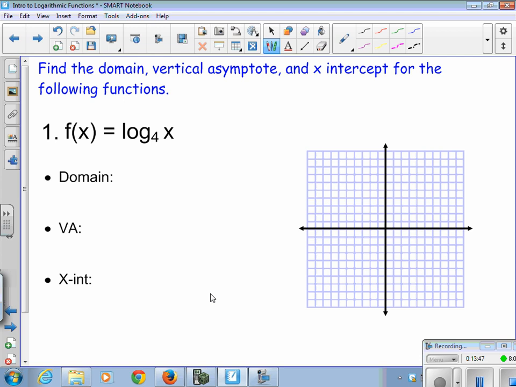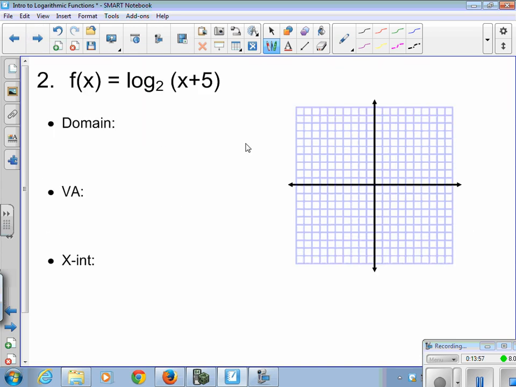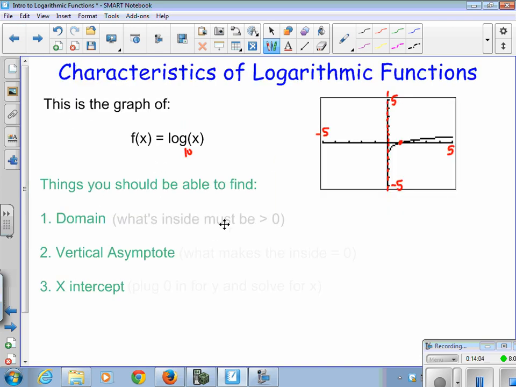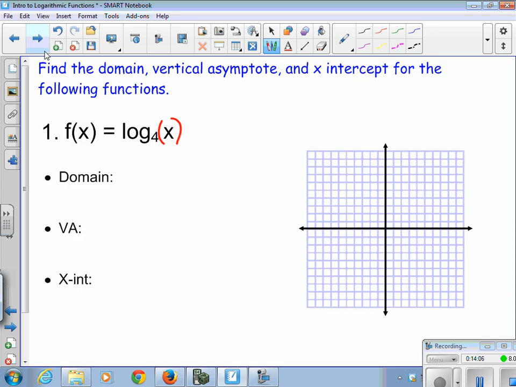And so I'm going to start by finding the domain. Now, if I just have log base 4 of x, it's understood that the x is what's inside the log. Okay, if there's other stuff inside the log, they'll group it with parentheses, kind of like this one. Okay, the x plus 5 is inside the log. So to find the domain, I'm going to set what's inside the log greater than 0. So I'm going to set x greater than 0.